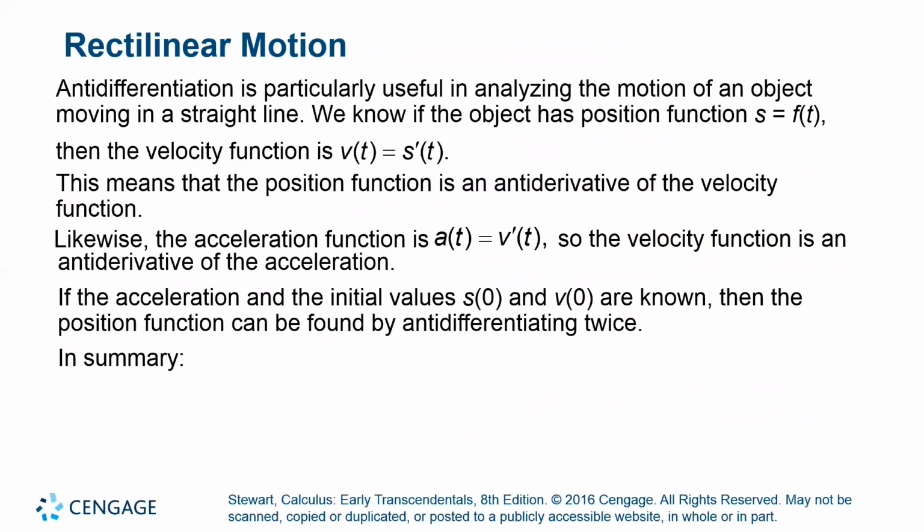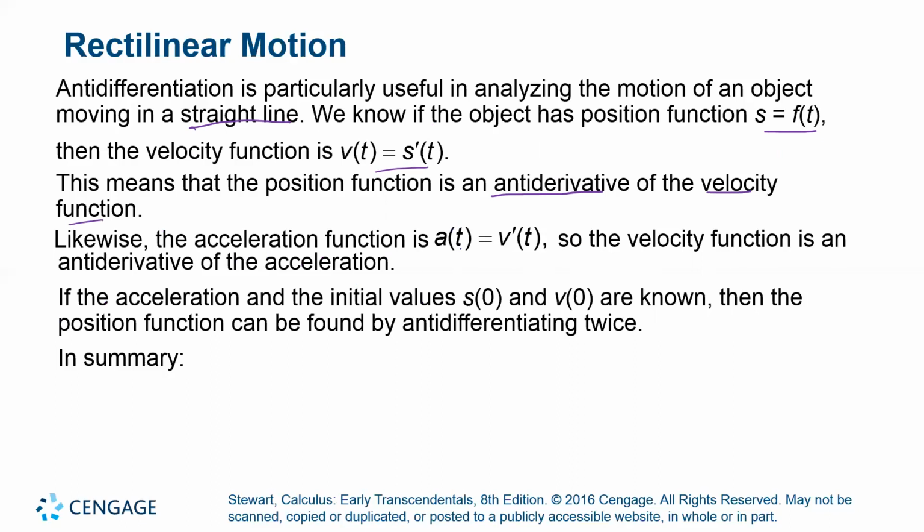Okay. Now, anti-differentiation is particularly useful in analyzing the motion of an object moving in a straight line. We know if the object has position function s, which is a function of t, then the velocity is the derivative of the position function. That means that the position function is the antiderivative of the velocity. So we are going backwards, right?